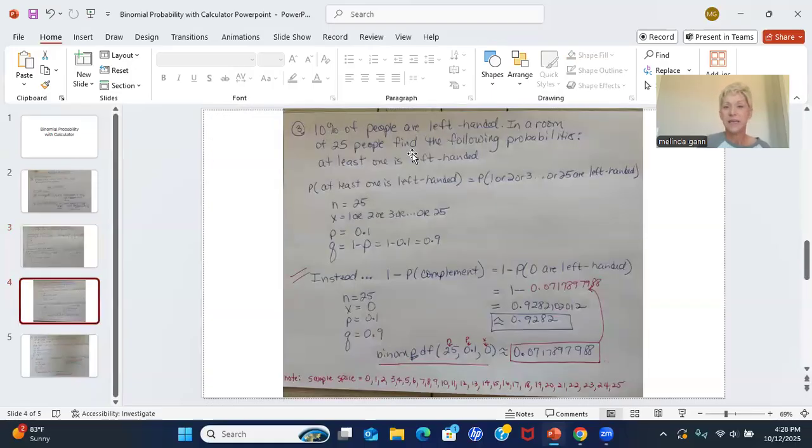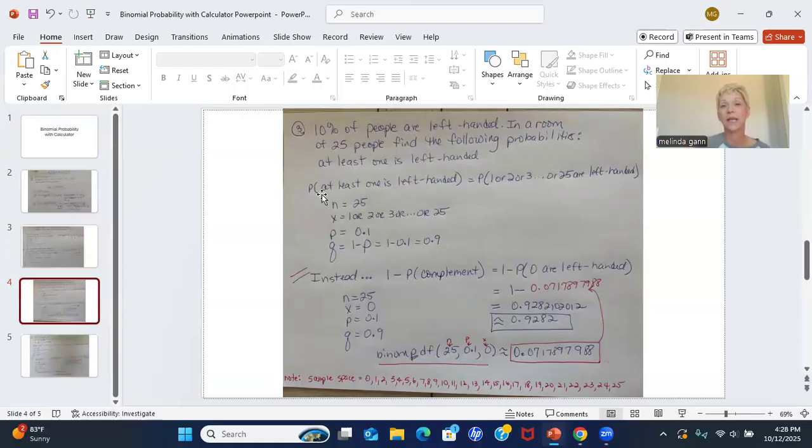All right, 10% of people are left-handed. So in a room of 25, find the probability that at least one is left-handed. So again, I put the probability that at least one is left-handed. Now remember what at least means. At least doesn't mean less than. So be careful. You have to have at least $10 to get into the movie. You can't get in with $5, but you can get in with 20. So at least means that number or more.